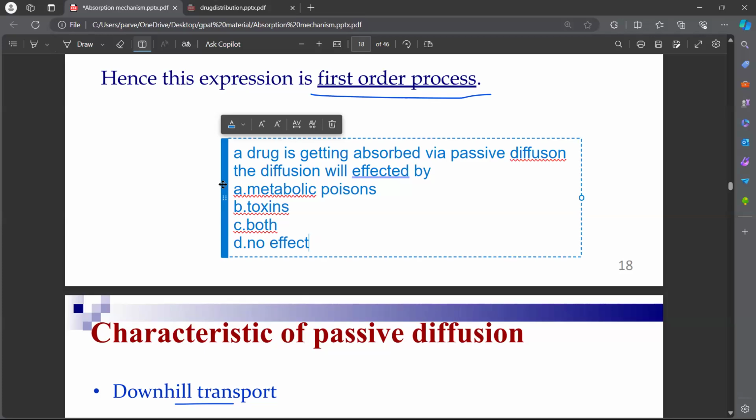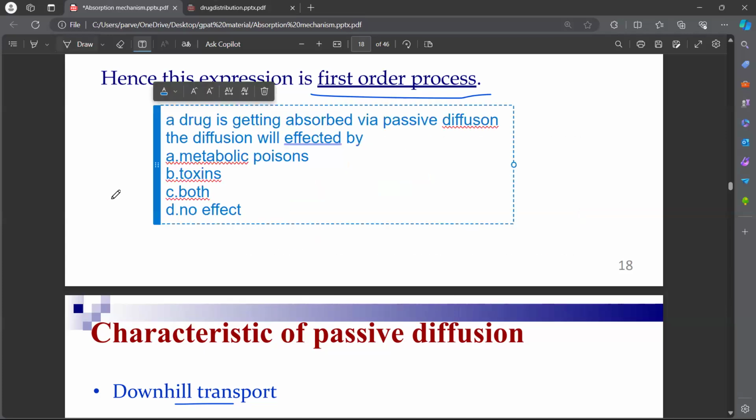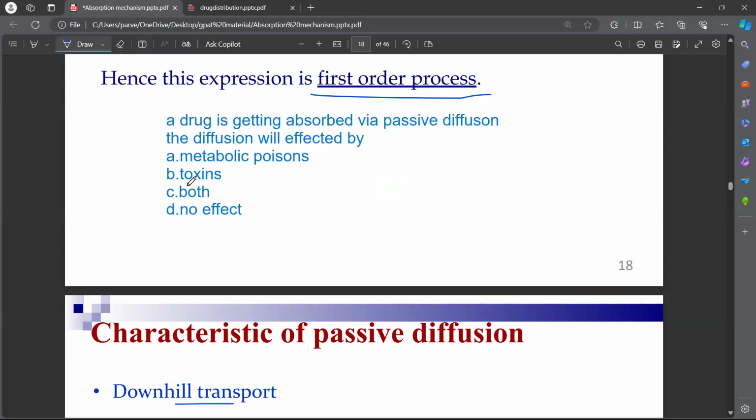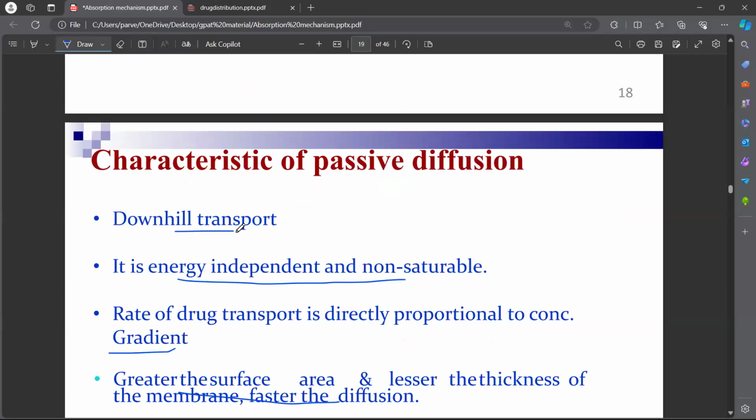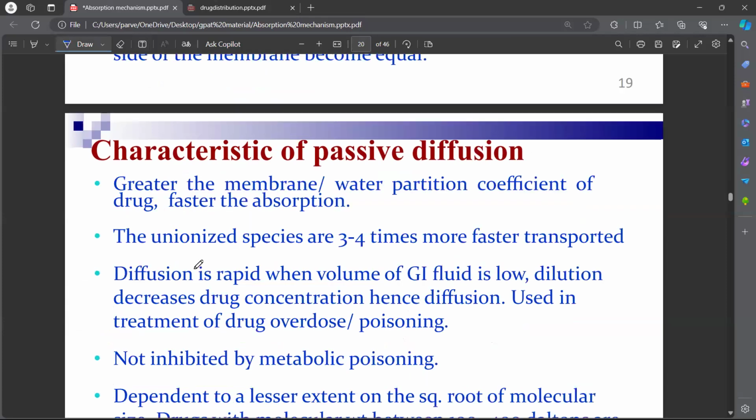My drug is getting absorbed. Yeah, great, guys, great. So there will be no effect on the diffusion because diffusion is energy independent. That's why the toxins and the metabolic poisons have no effect on the drug diffusion. So here come the characteristics: the greater the partition coefficient, the faster the absorption, the unionized species.